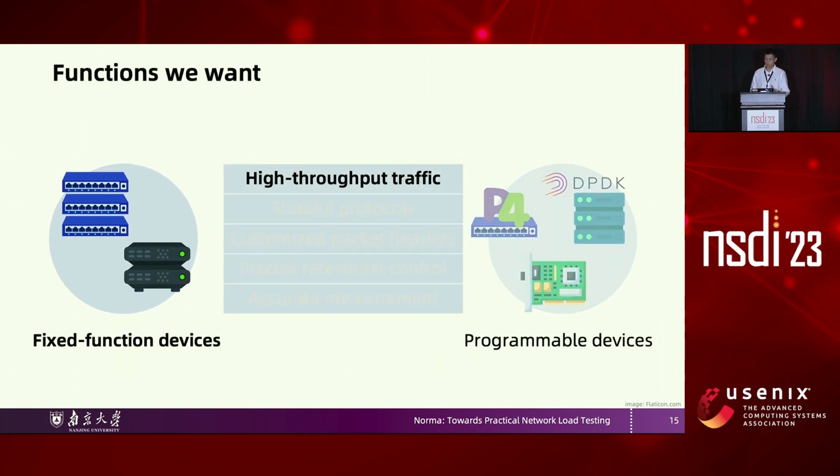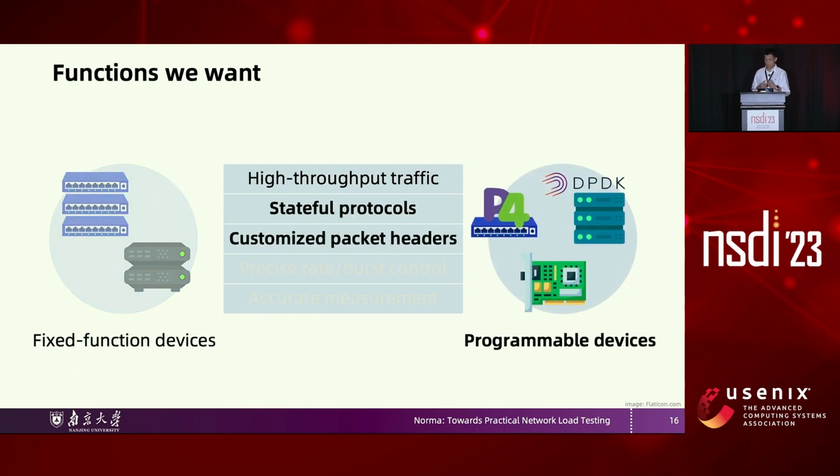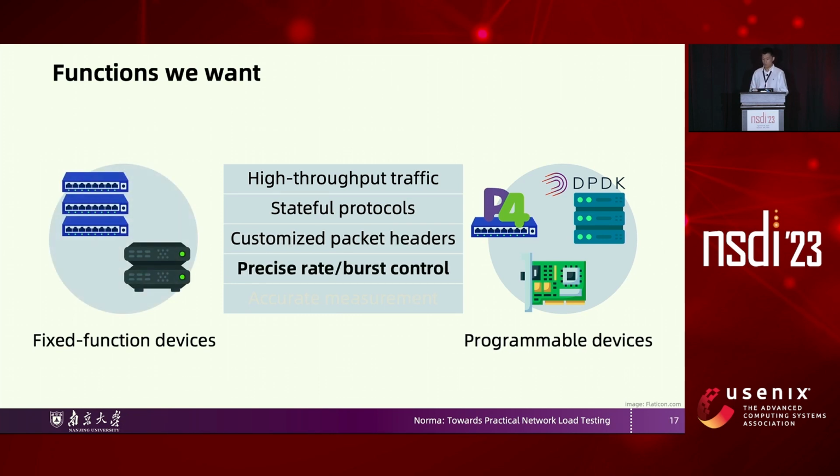So what functions do we want from a tester? First, fixed function devices support high-throughput traffic, so our tester needs to generate the same throughput of traffic to fully test them. Second, programmable devices may have complex network functions such as TCP connections, filters, and load balancers, so our tester should be able to support stateful protocols and customize packet headers. Also, our tester should be able to precisely control the traffic it generates in terms of rate and burst.